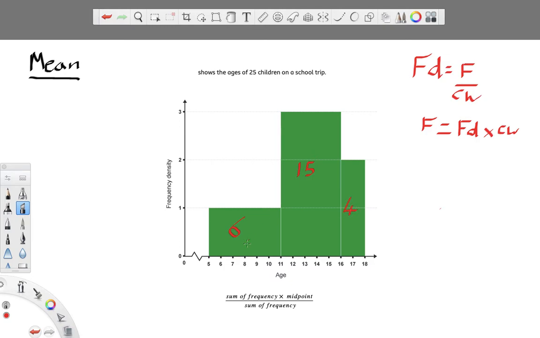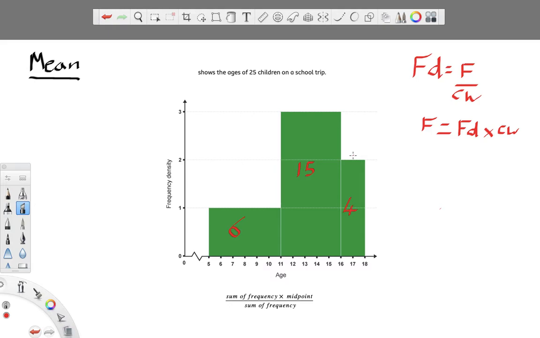Then, like we do every time we calculate the frequency, we very quickly check, does what I've calculated add up to the frequency that I should have if they give us that in the question. 6 plus 15, 21 plus 4, 25. We're okay. Okay then, so now we can move to calculating an estimate for the mean.